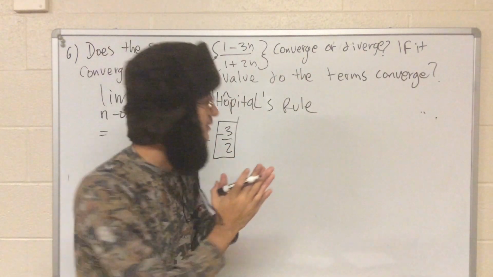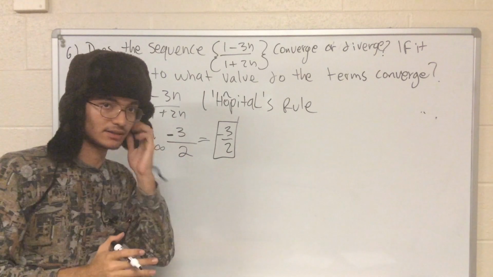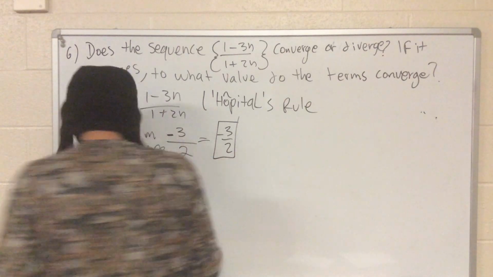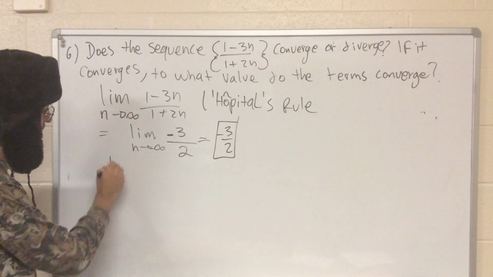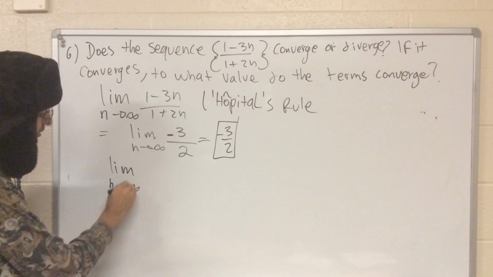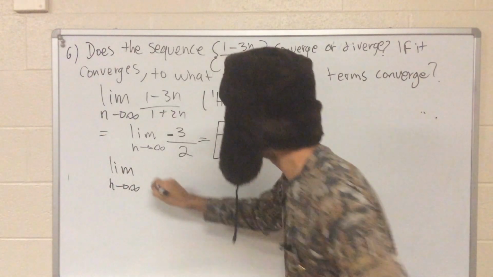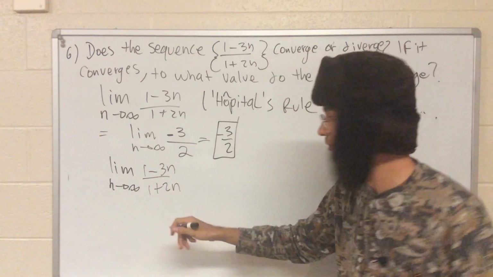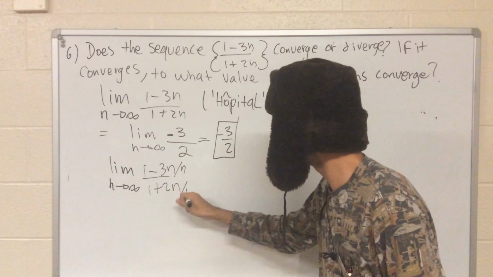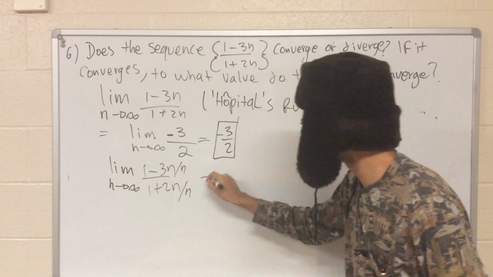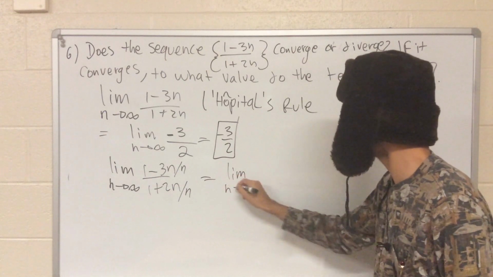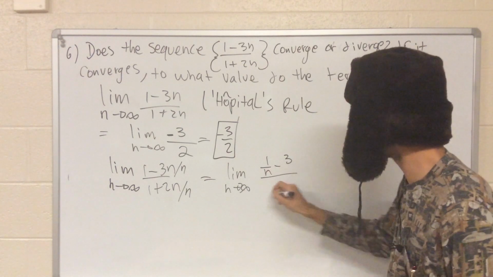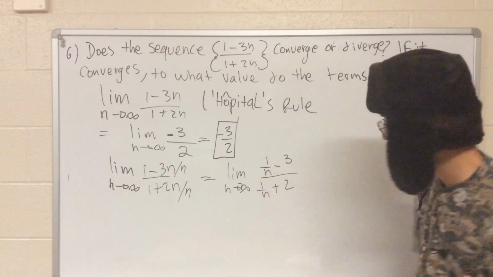But suppose you want to use the limit rules for sequences. One thing we could do is something like this. Take the limit as n goes to infinity of (1 minus 3n) divided by (1 plus 2n). One thing we could do is divide top and bottom by n. If we divide the top and bottom by n, we get the limit as n goes to infinity of (1 over n minus 3) divided by (1 over n plus 2).